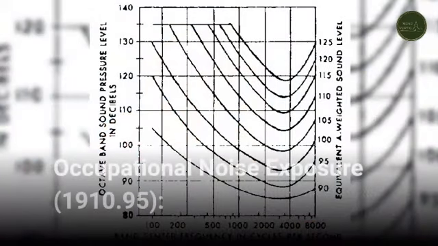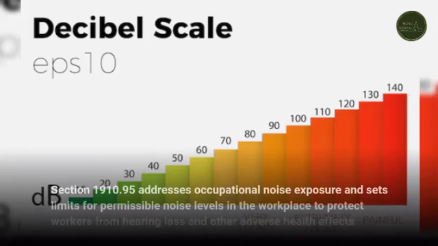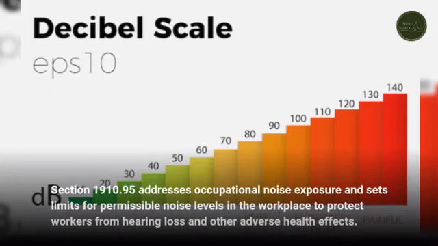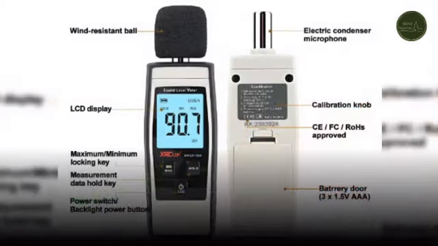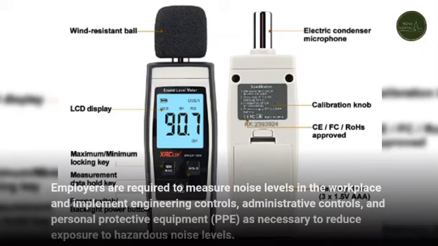Occupational noise exposure, 1910.95. Section 1910.95 addresses occupational noise exposure and sets limits for permissible noise levels in the workplace to protect workers from hearing loss and other adverse health effects. Employers are required to measure noise levels in the workplace and implement engineering controls, administrative controls, and personal protective equipment (PPE) as necessary to reduce exposure to hazardous noise levels.